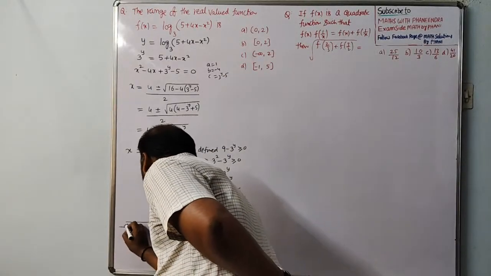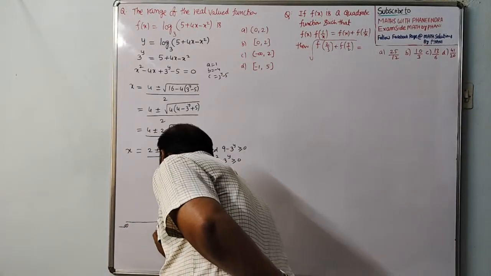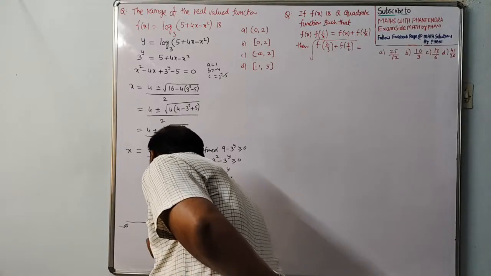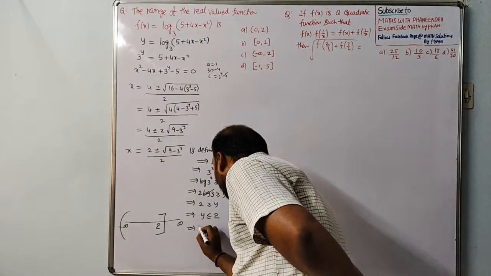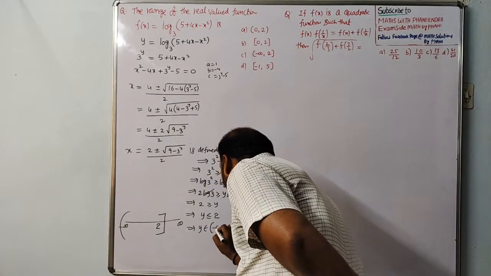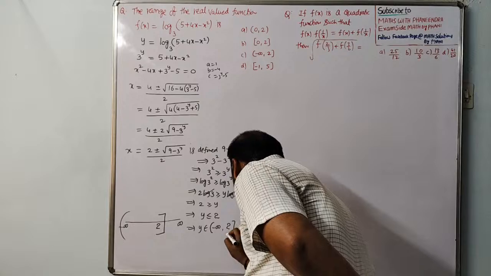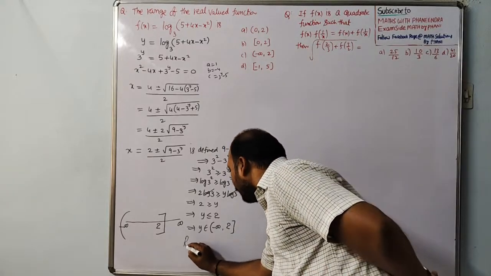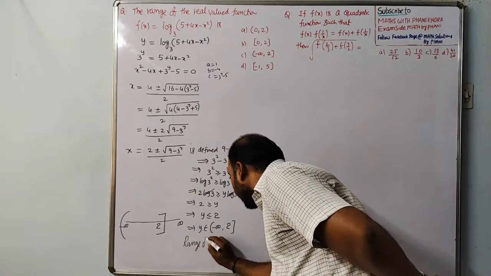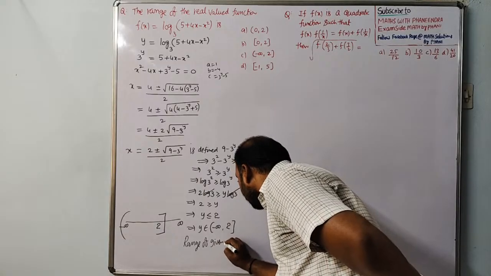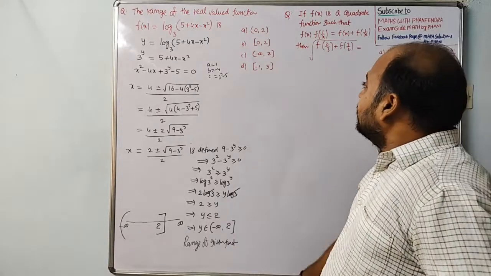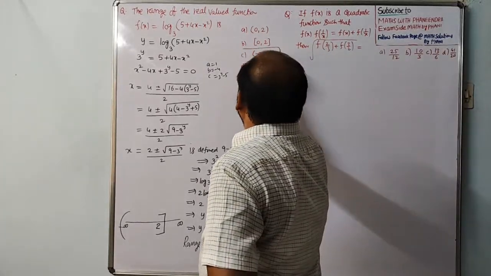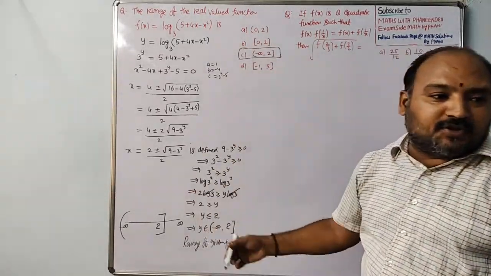Draw the real number line. 2 is here. Y is less than or equal to 2 means, is it correct or not? So that implies y belongs to open minus infinity to close 2. This is the range of f of x, the range of the given function. So open minus infinity to 2, closed at 2, is there in the third option, dear students.